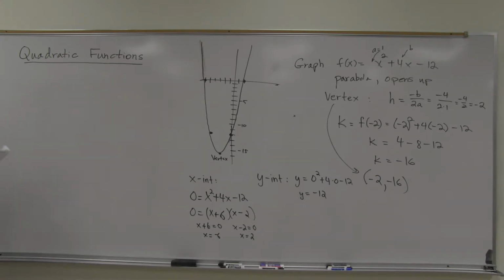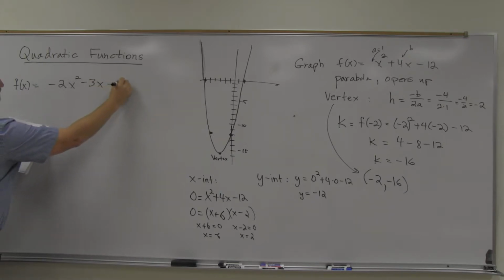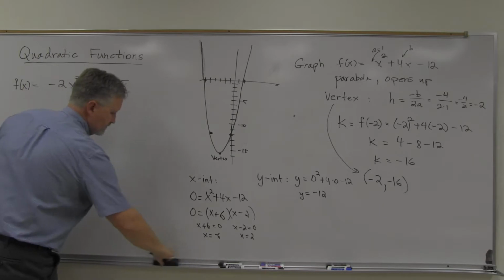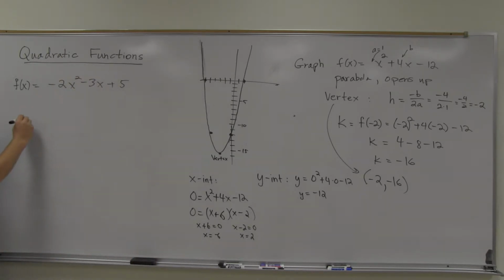How about this one? F of x equals negative 2x squared minus 3x plus 5. Do the same thing there: graph, get all that good stuff. All right, this one, you've got the a here is -2, so that one's going to open down.